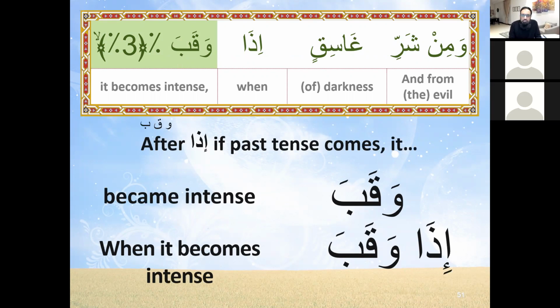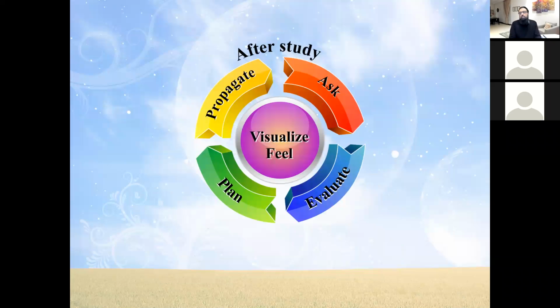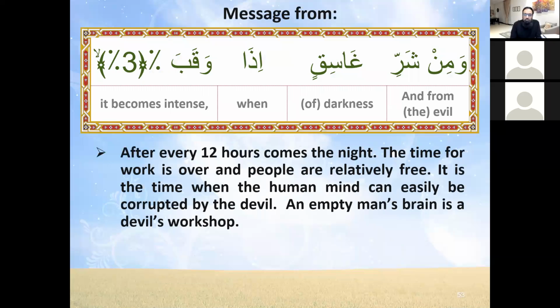But in the context of this verse, because it's occurring with iza, it means when something happens. Iza waqab, when it becomes intense. And from the evil of darkness when it becomes intense, the thickness of the night. So let's use our pondering and realizing the signs of Allah subhanahu wa ta'ala in the context of this verse.